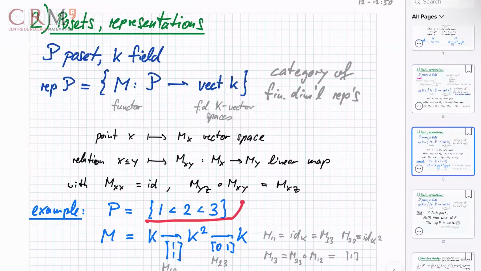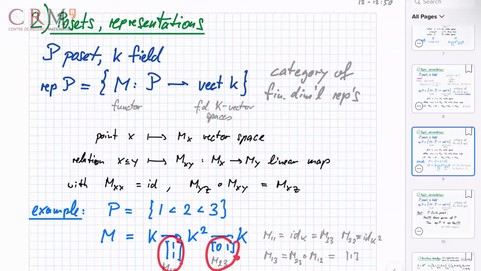I have my poset P, which is the poset of three points: 1 is smaller than 2, which is smaller than 3. I give myself a representation of this poset. The representation is given by three vector spaces, one for 1, one for 2, and one for 3: K, K squared, K. And linear maps for the order relations: for 1 smaller than 2, I give myself this linear map, and for 2 smaller than 3, I give myself that linear map.